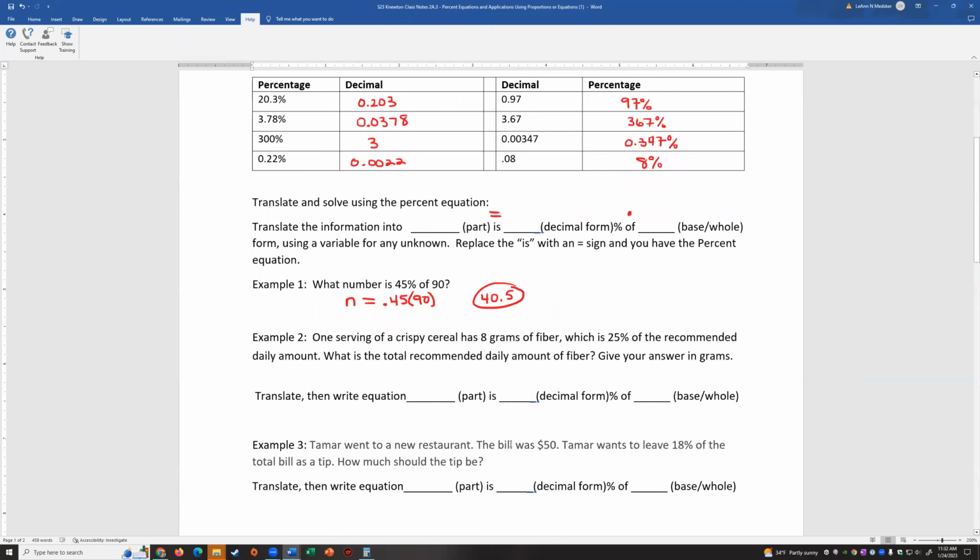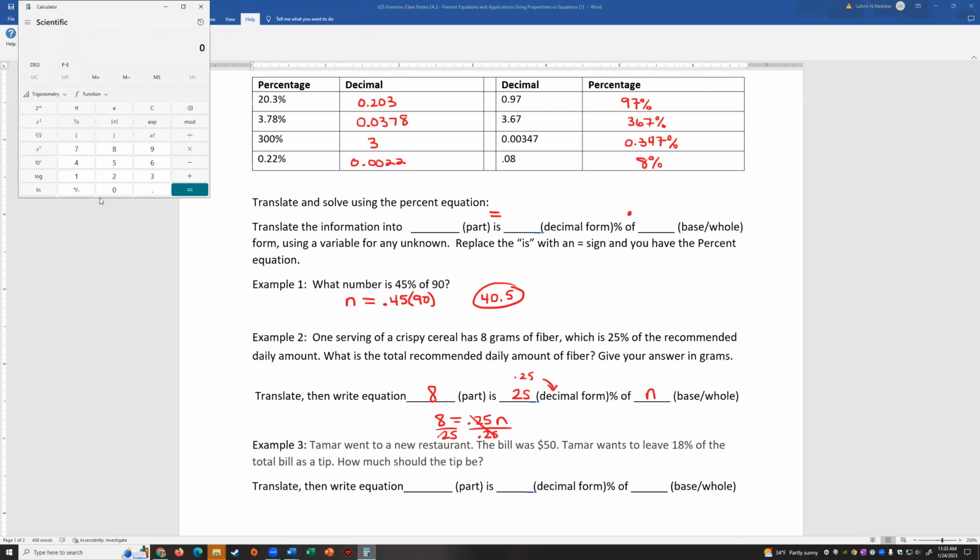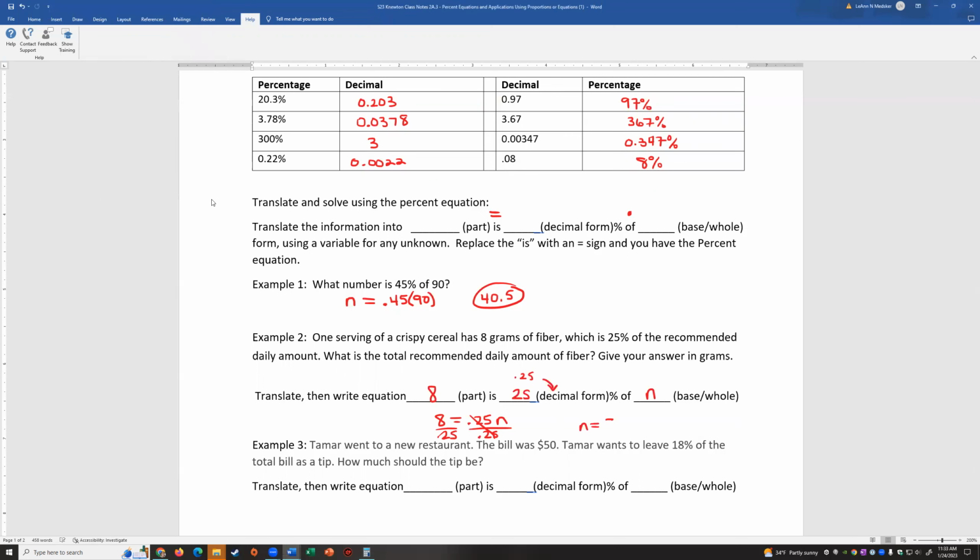One serving of a crispy cereal has 8 grams of fiber, which is 25% of your recommended daily amount. What is the total recommended daily amount? So remember, 8 grams is the part. We want our percentage, so right now it's 25%, but we will put it in decimal form when we use it. And then we don't know the of, we don't know the total daily recommended amount. So this would be 8 equals 0.25 times n. We will divide by 0.25 on both sides. So 8 divided by 0.25 is 32. So n would be 32 grams of fiber.